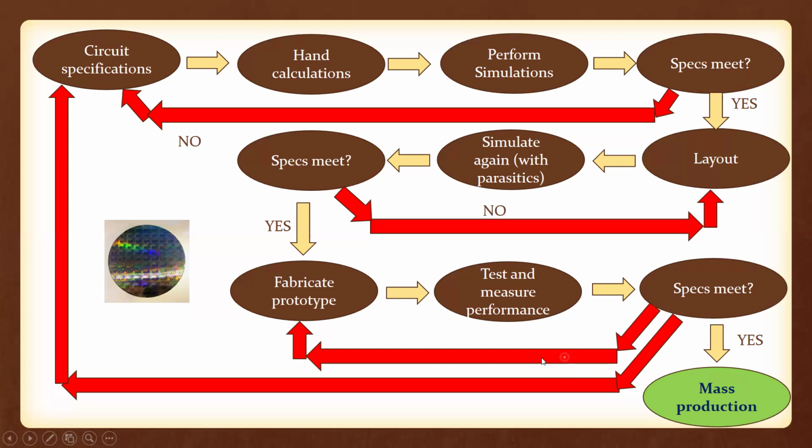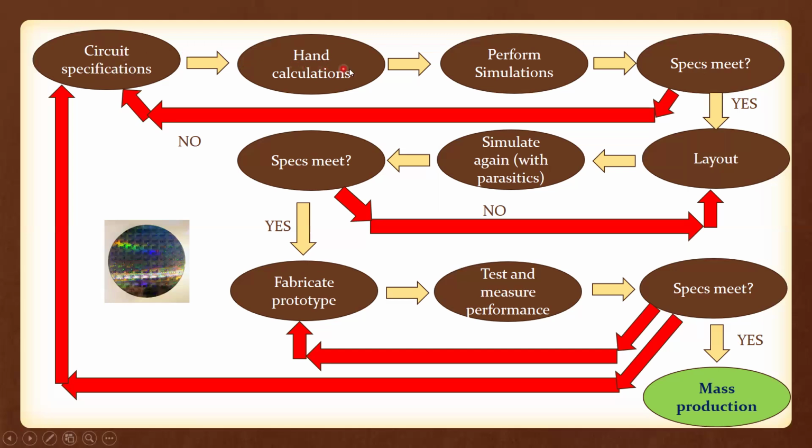But what if in this question you say that specifications do not meet? There are two no's. The first red line takes you to fabricate the prototype again, because you made some mistake and the specifications are not meeting, and that mistake is because of the fabrication. So go and fabricate the prototype again. Otherwise, again look at this red line. Then you go to the original starting point, that is the circuit specifications.